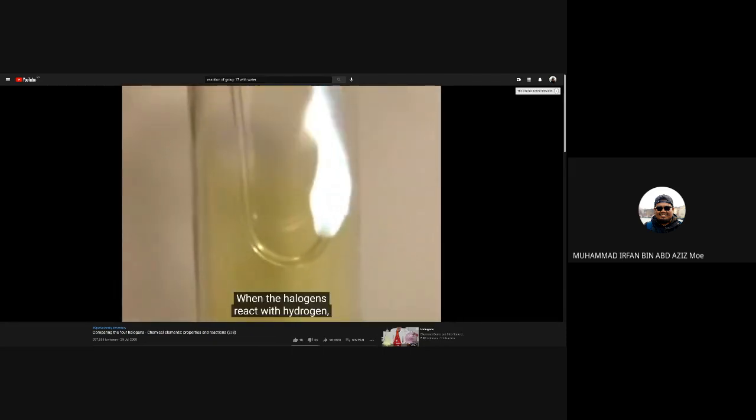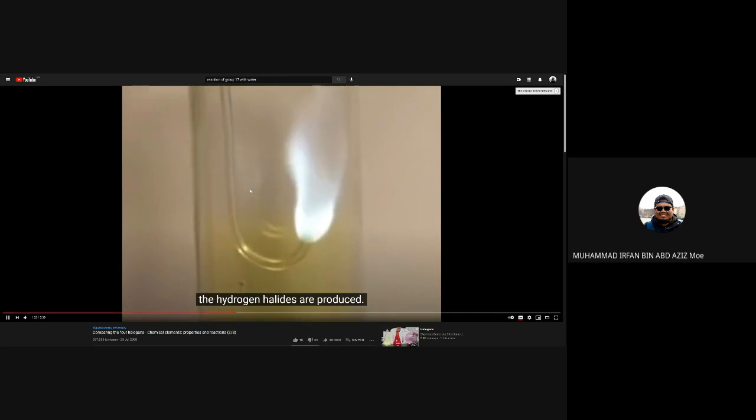When the halogens react with hydrogen, the hydrogen halides are produced. HF, HCl. Okay, the ion for halogen, we call it halides. So chlorine becomes chloride, and then bromine, bromide, iodine, iodide, fluorine, fluoride. In Bahasa Melayu we call it halida. Okay, klorida. Nice names, you can name your cat with this. What's the cat's name? Chlorida. Halida.